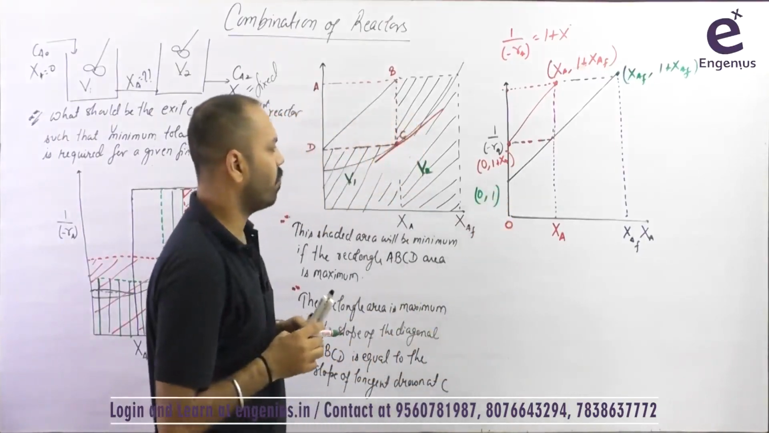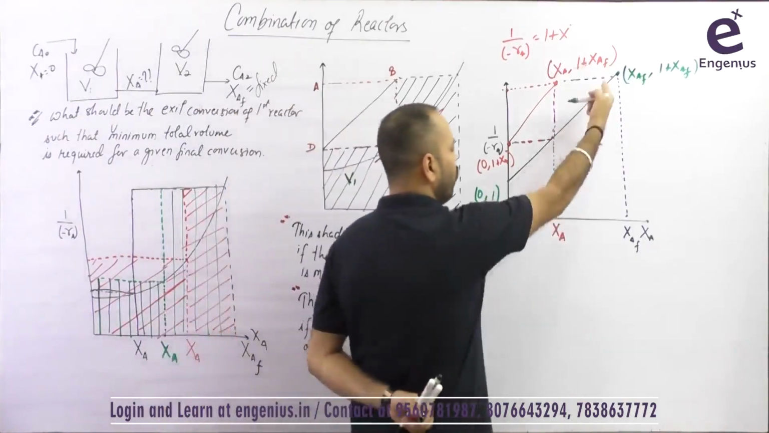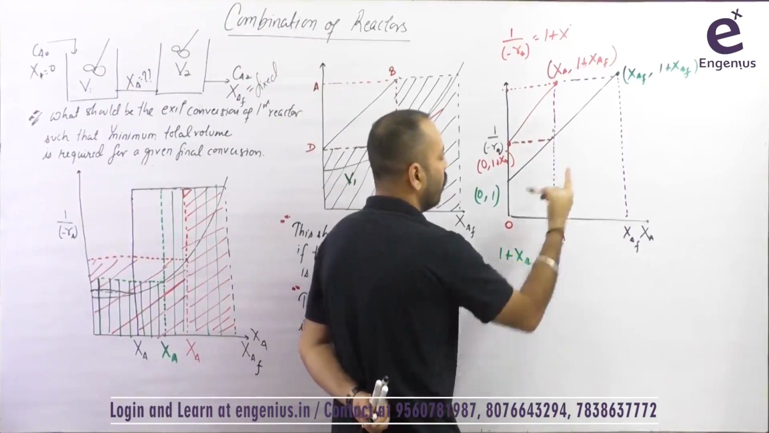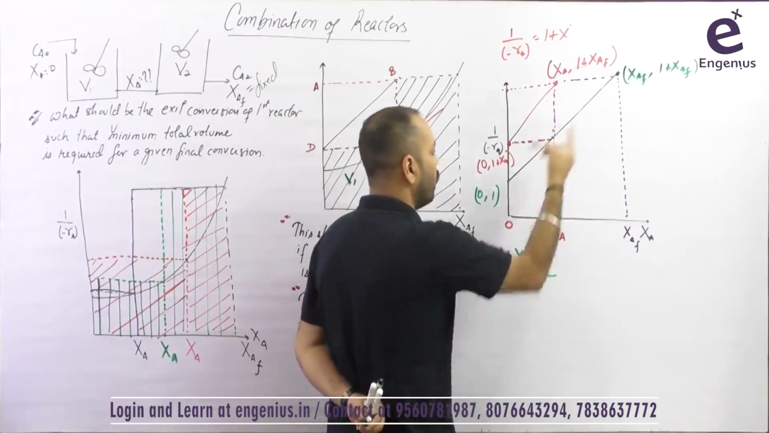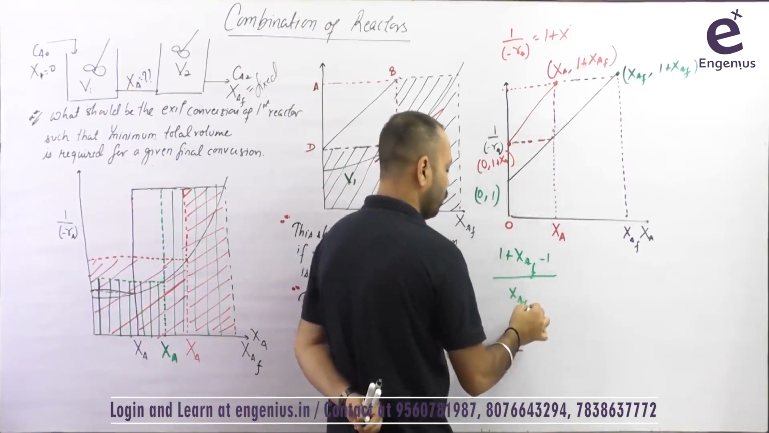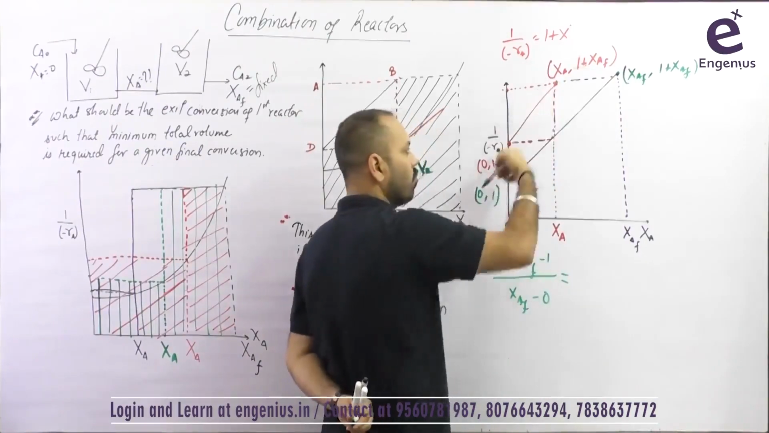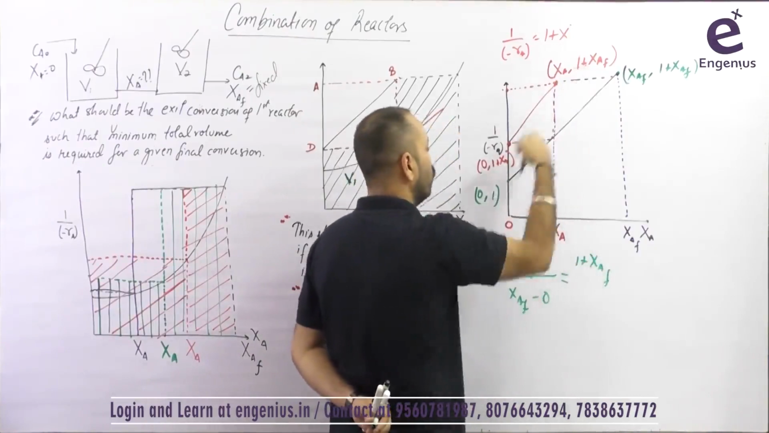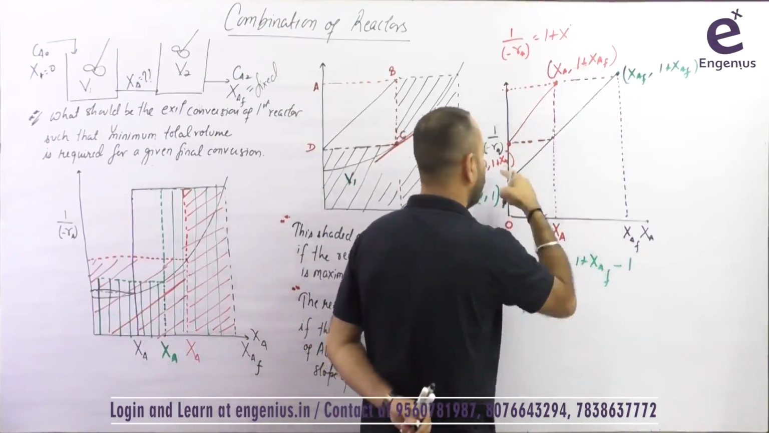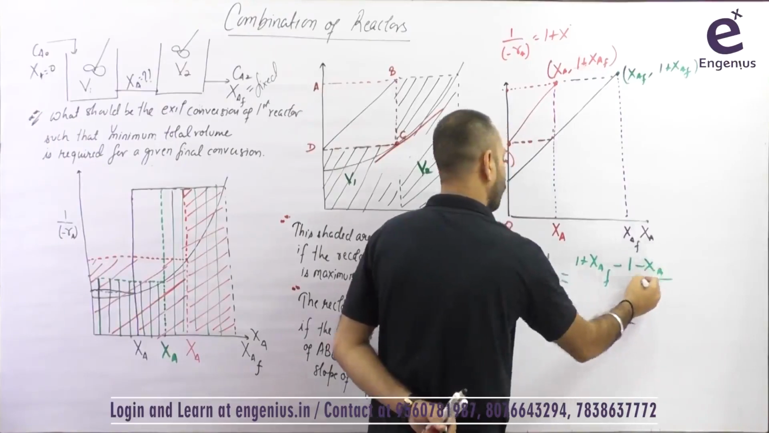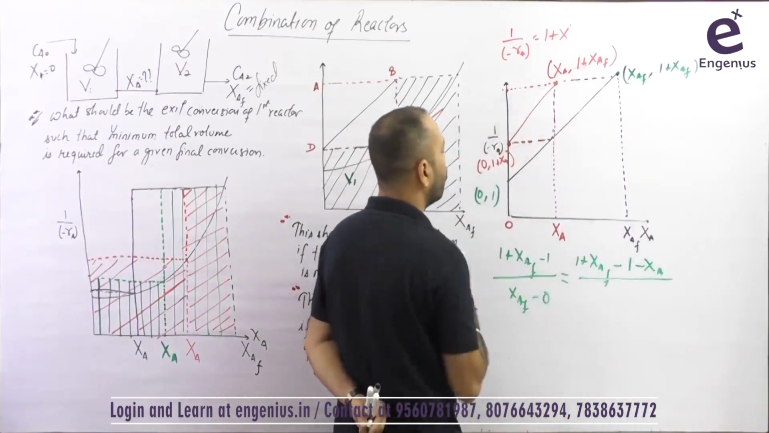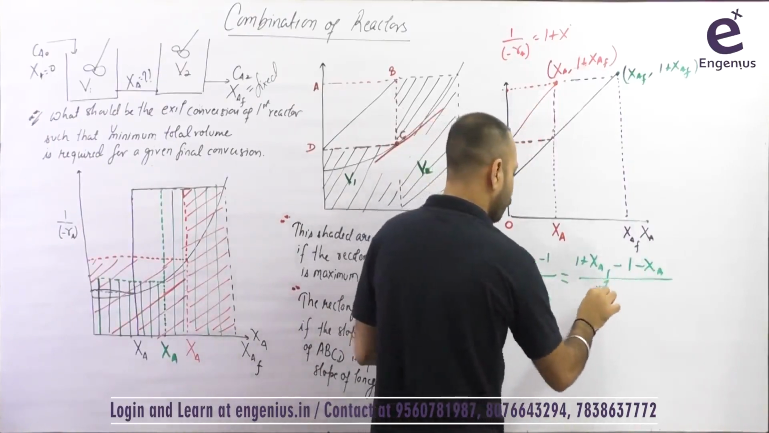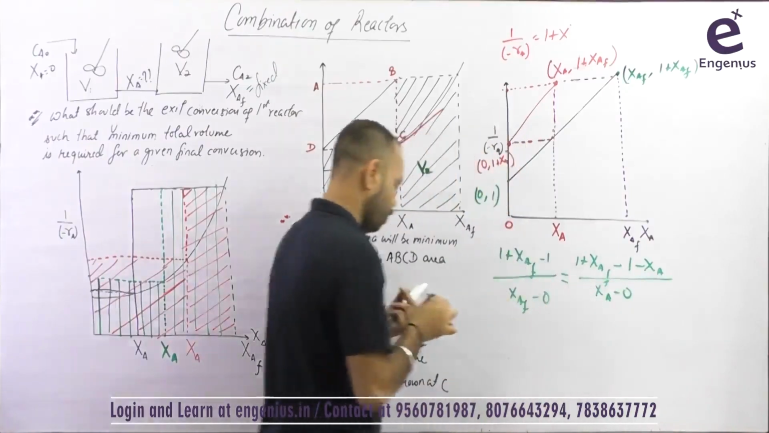Now you tell me what is the slope of this tangent? The slope is y2 minus y1, 1 plus XAF minus 1, divided by x2 minus x1, that is XAF minus 0. This slope must be equal to the slope of the diagonal. What is that slope? y2 minus y1, 1 plus XAF minus (1 plus Xa), so XAF minus Xa, divided by Xa minus 0, right?